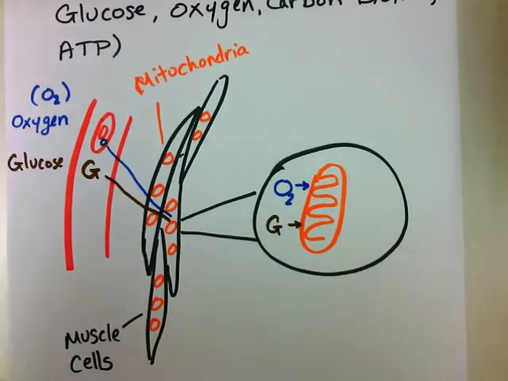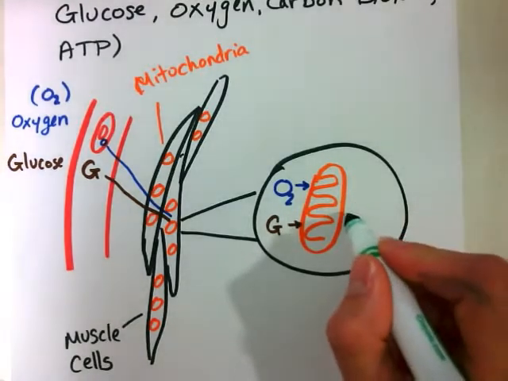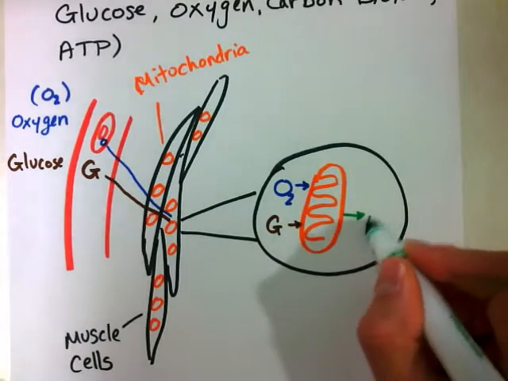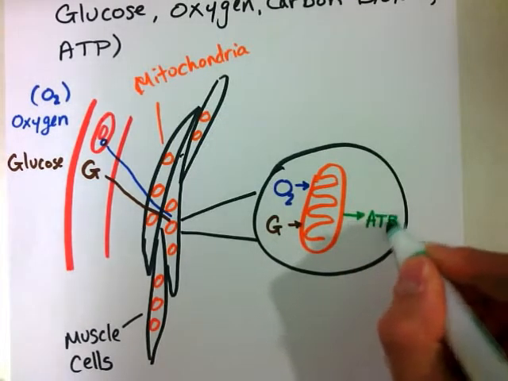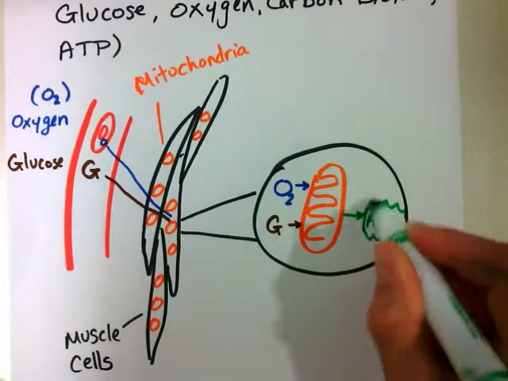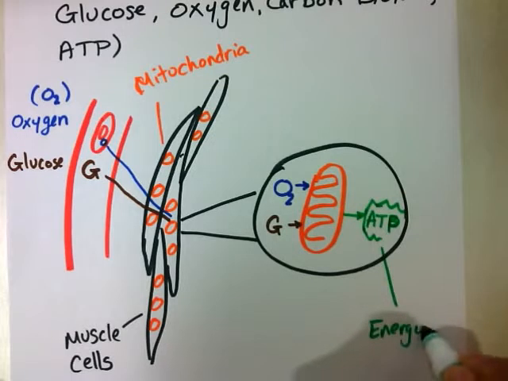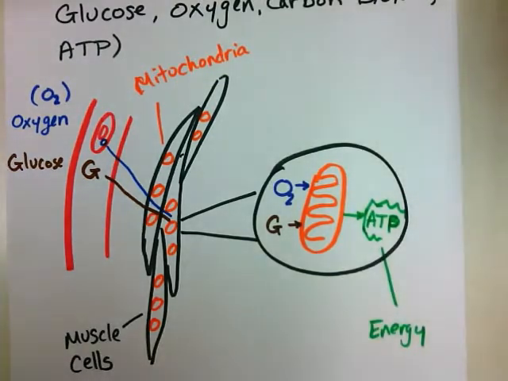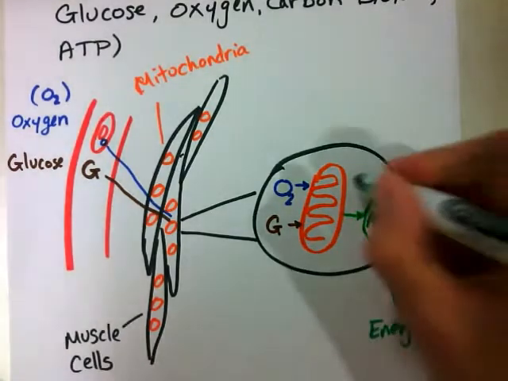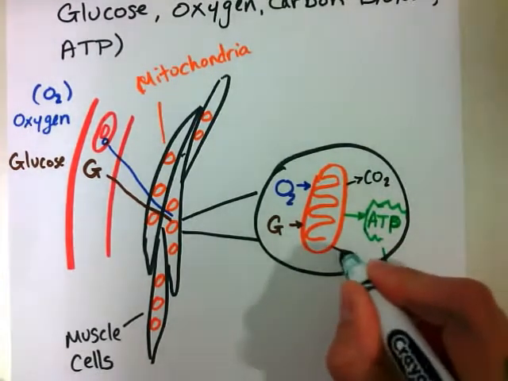There are some chemical reactions that occur, and what you get is ATP. ATP is energy. Other things that come out are CO2 and water.